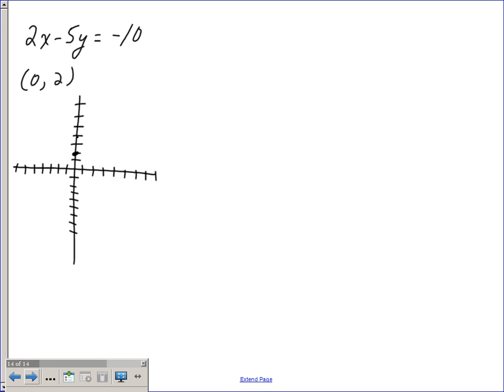Let's find the x-intercept. When y is 0, 5 times 0 is 0. We'll cover that up. 2x equals negative 10. What is x? Negative 5. 1, 2, 3, 4, 5. I found my x and y intercepts. It's a really efficient way to graph if 2 goes into 10 and 5 goes into 10.